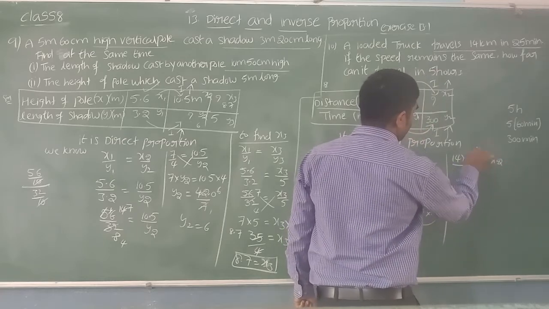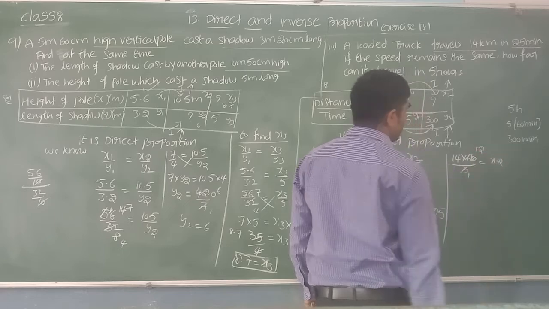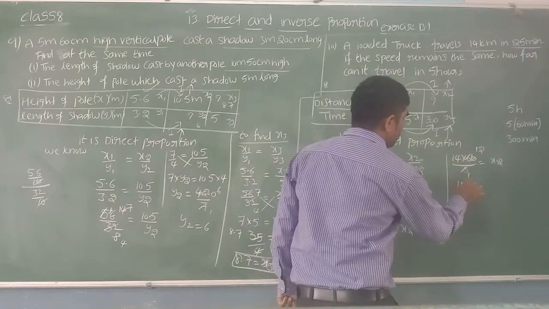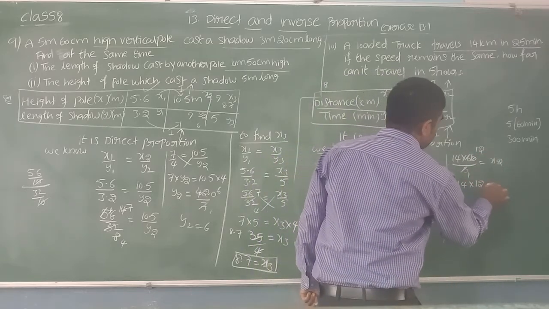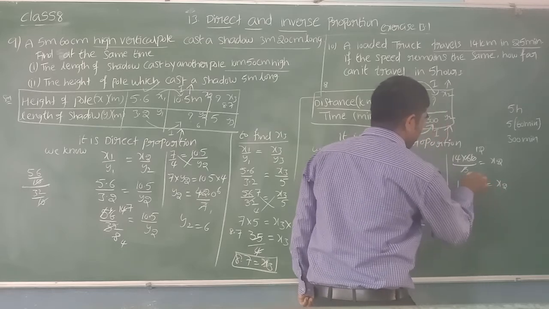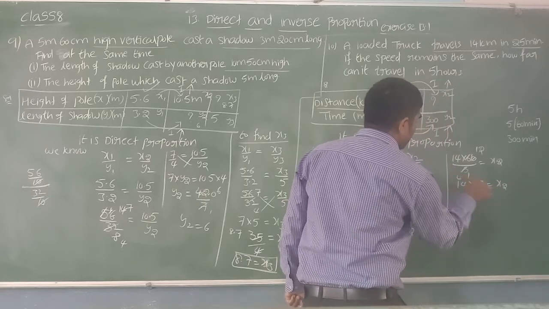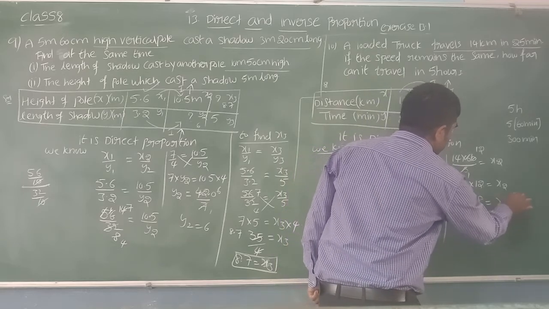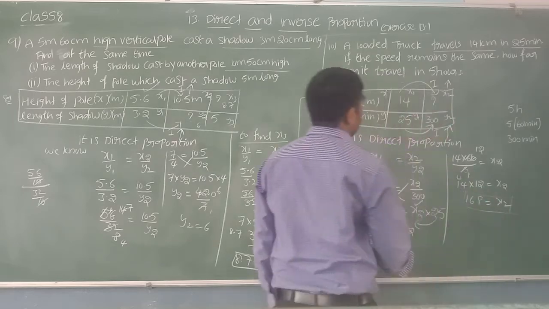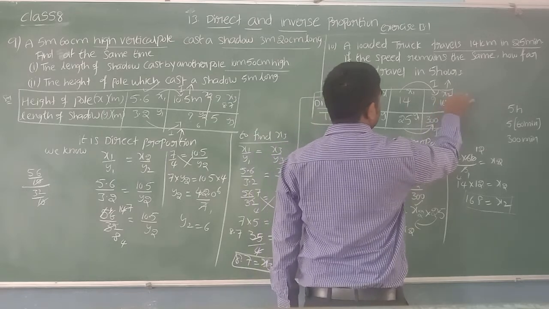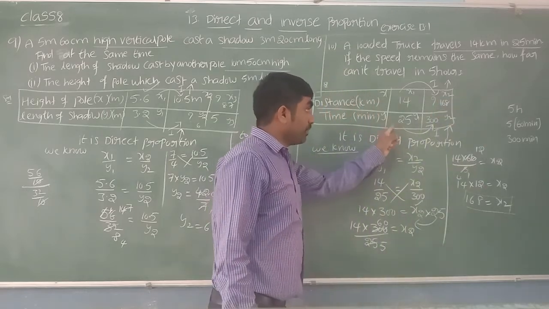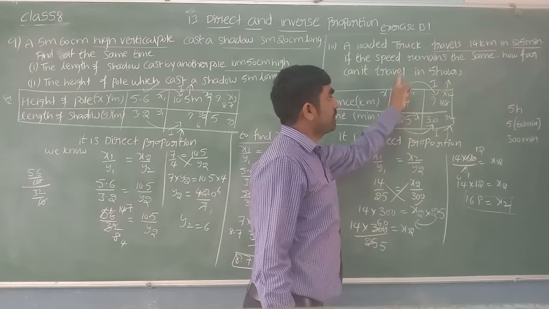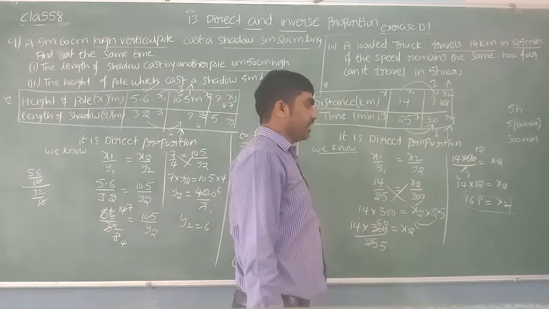5 1s are 5, 5 2s are 10, so 60 by 5 is 12. You can multiply both: 14 into 12 is equal to x2. 12 4s are 48, 8 and 4 carry. 12 1s are 12, plus 4 is 16. 168. x2 is equal to 168 kilometers. When the time is increasing, the distance covered by the truck is also increased.